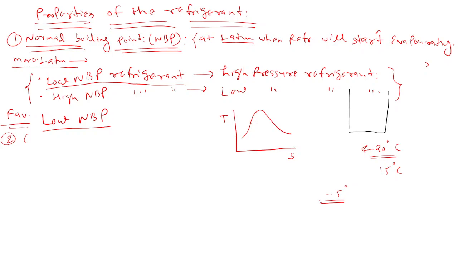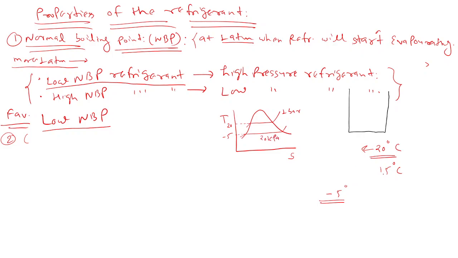I will draw this. Let's suppose this is 1 atmospheric pressure, 1 bar, and this temperature is 20 degrees, right? And now we want to reach -5. Let's suppose this is -5. What would be the pressure for this? It would be less than 1 bar. Let's suppose it is 20 kilopascal.